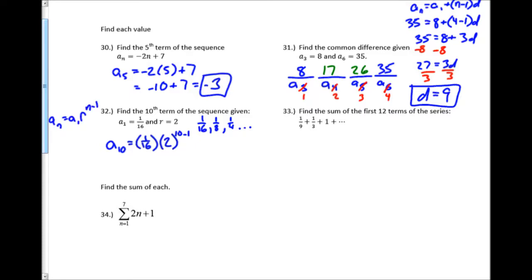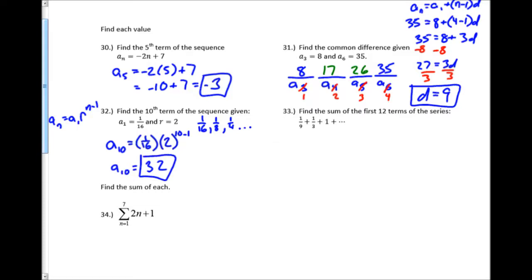All right, and really this just becomes a job for my calculator. I just have to be really careful about order of operations here. I do the 10 minus 1 gives me the 9, and then I do 2 to the 9th, and then multiply by the 1/16th, and it gives me a 32. So the 10th term here is going to be a 32.